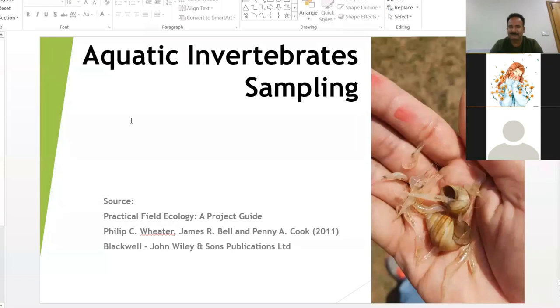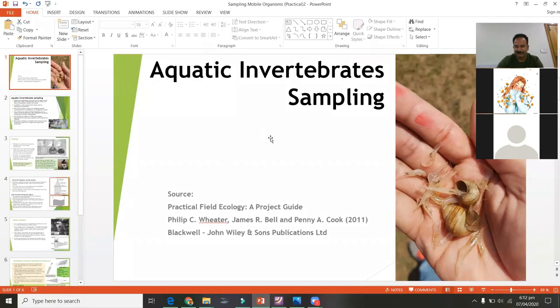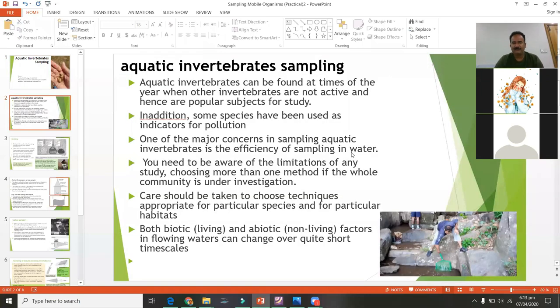Aquatic invertebrate sampling. Aquatic invertebrates are one of the major indicators of pollution or degradation of an ecosystem. We use aquatic invertebrates to determine the water quality and habitat quality of any aquatic ecosystem, estuarine ecosystem, and even marine ecosystem. So today we will focus on the various sampling techniques which are used for aquatic invertebrate sampling.